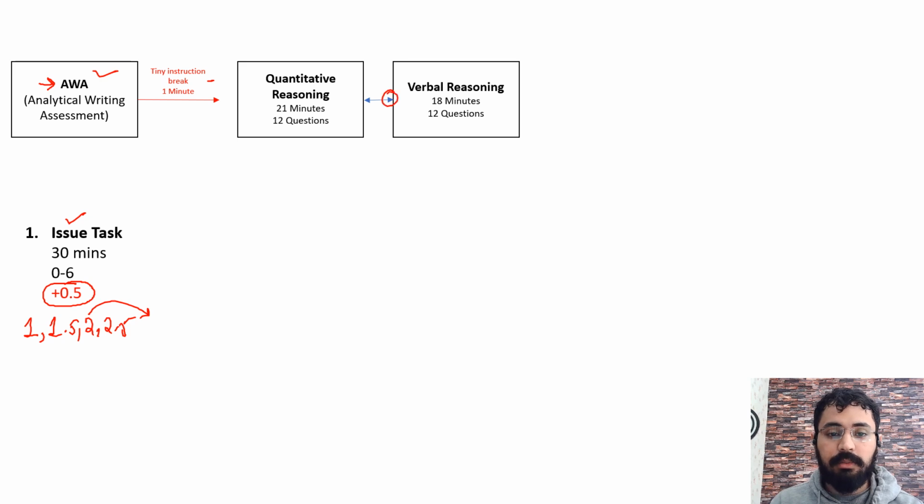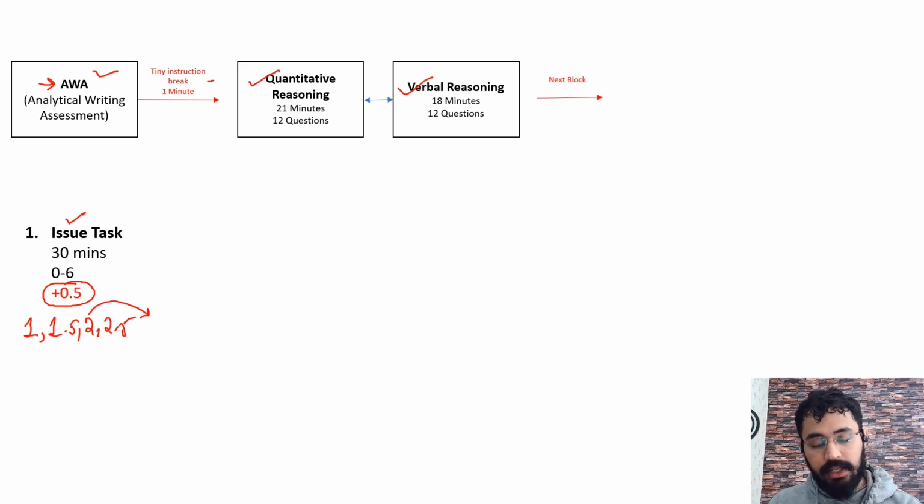And I've put these double-headed arrows because they can swap places. It's quite possible that I take the test, and after my essay the first thing I see is a quant section. It's quite possible that you take the test and the first section that you see after the writing assessment section is the verbal reasoning section.